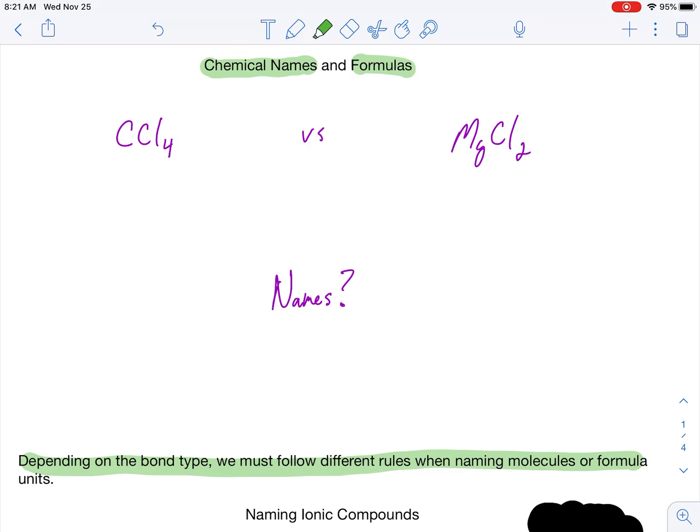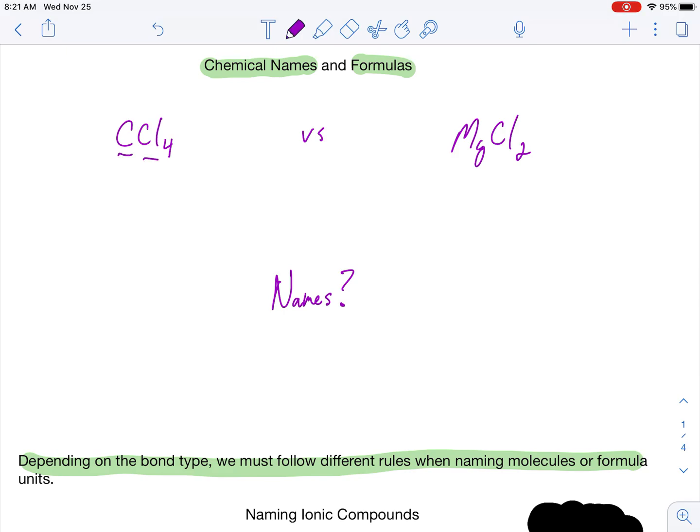So it's like hockey and soccer. In hockey, you have icing. In soccer, you have... well, you don't have icing. I can't think of anything right now. You have throw-ins, right? So they are different games. They have different rules. So whether it's covalent or ionic, they follow different sets of rules.